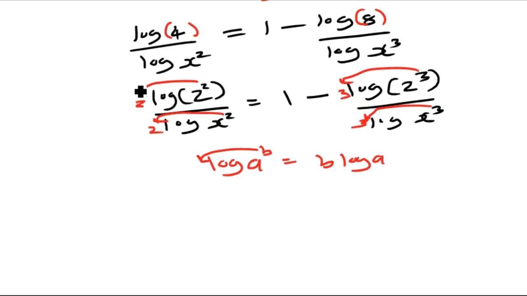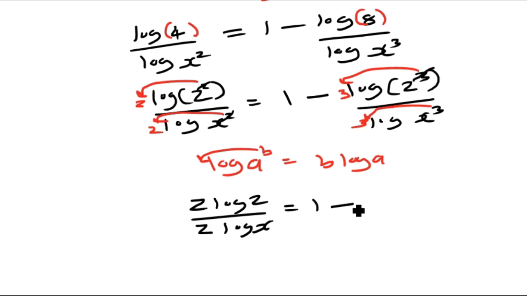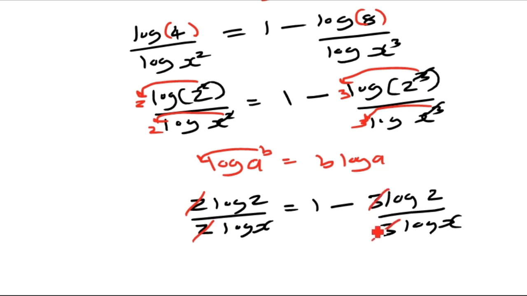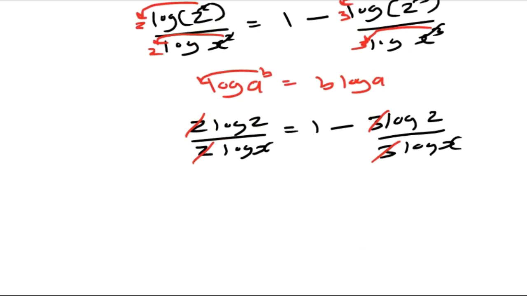So what will we have? The 2 has become the coefficient, so that is 2 log 2 over 2 log x equals 1, minus 3 log 2 over 3 log x. So at this point, 2 cancels out with 2, 3 cancels out with 3. So what do you remain with? Here we remain with log 2 over log x equals 1 minus log 2 over log x.